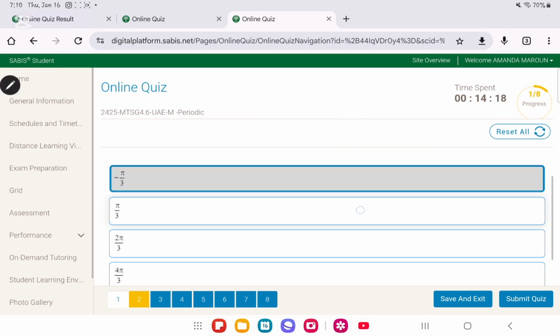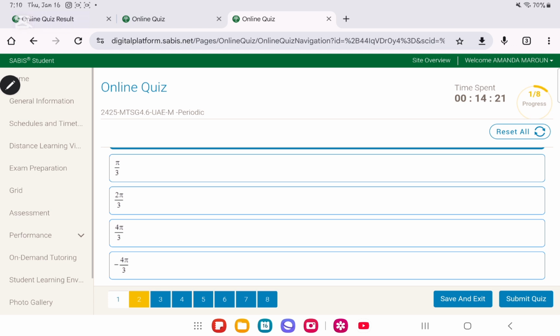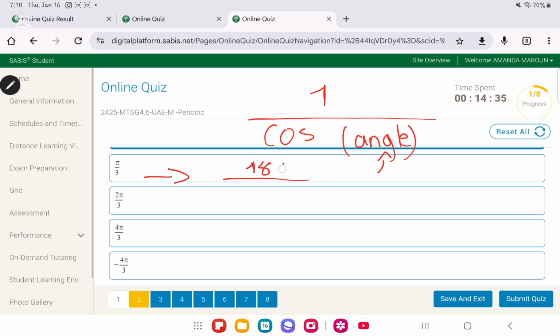Alright, so if we apply for all of them, what we are going to do is 1 over cosine of the angle given. So for this one, the angle that we are going to put over here is going to be 180 over 3, because you substitute pi by 180. This one is 2 times 180 over 3.